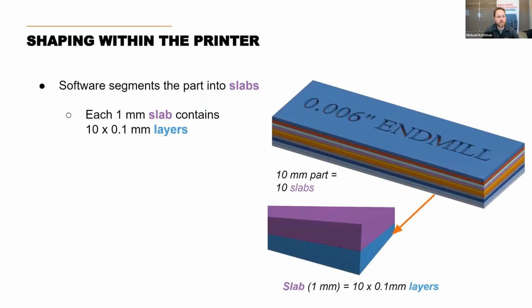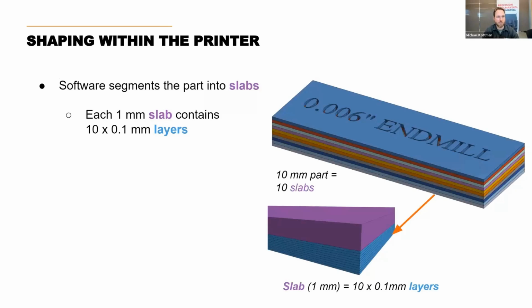So how do we get to the machining portion of it? I have to go back a little bit to the dispense. When you upload a tool that you want to have printed on a Mantle printer, the software does a lot of modifications to it to get it ready for printing. One of those is separating that part into slabs. Every 1 millimeter slab contains 10 layers.